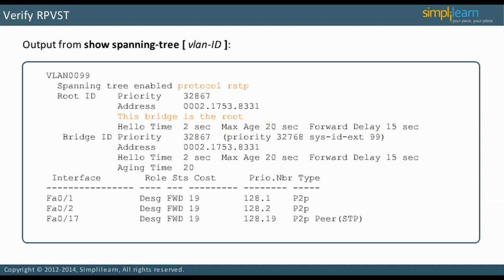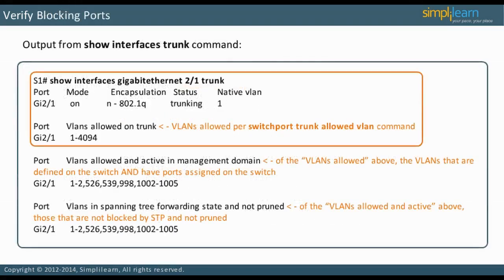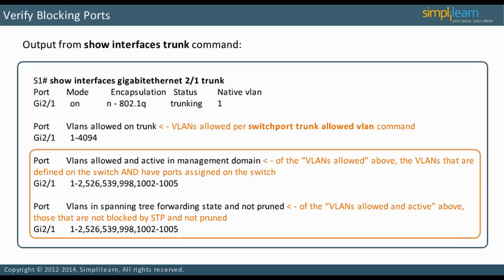Let us look into the commands used to verify the blocking ports. Enter the show interfaces trunk command. Gi2/1 is a trunk, which was formed by negotiation. Negotiation is denoted by an N next to the encapsulation. The section for VLANs allowed on trunk includes VLANs allowed per the switchport trunk allowed vlan command. Out of those, VLANs 1 through 4094 are allowed.